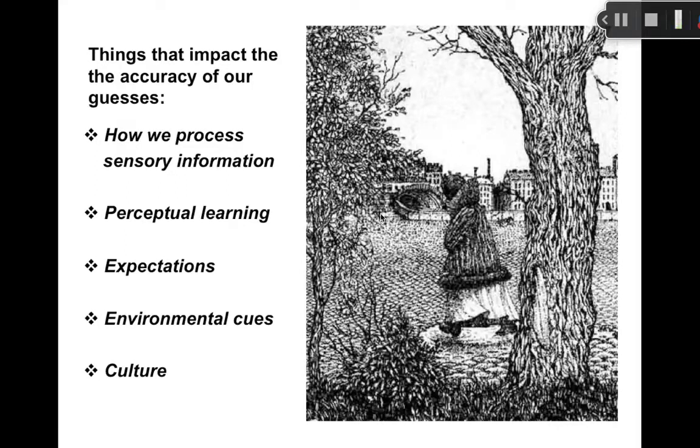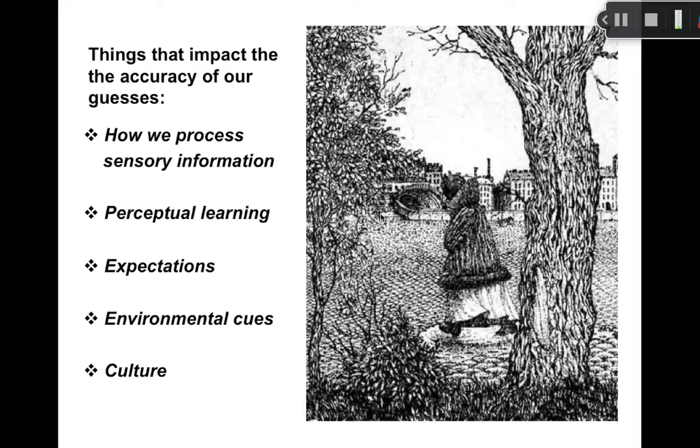There are a number of different things that influence the accuracy of our guesses. Artists like Escher like to mess with this. They like to keep us guessing about what exactly it is that we're seeing. But generally speaking, just as a matter of getting along in the world in a way that works, we're pretty accurate. But there are a number of different things that factor into the accuracy of our perceptual hypotheses. So we're going to talk about each one of these in turn.